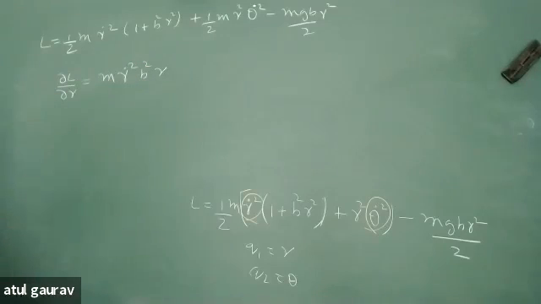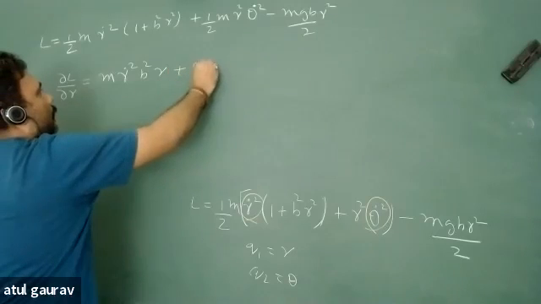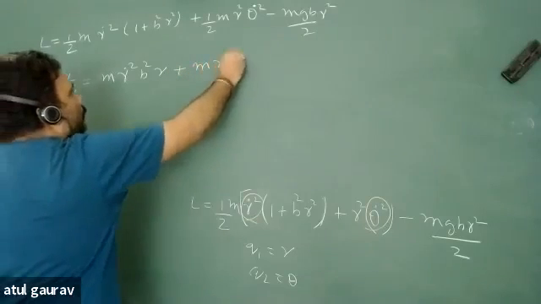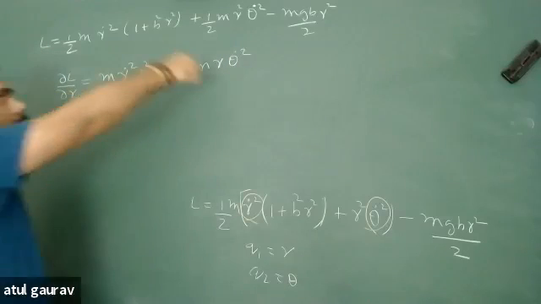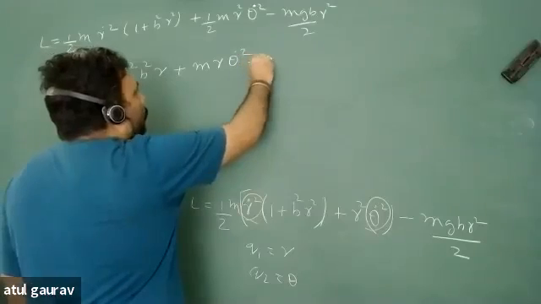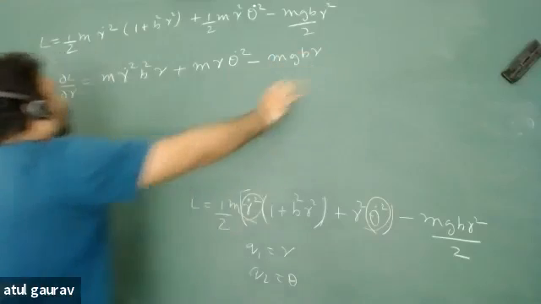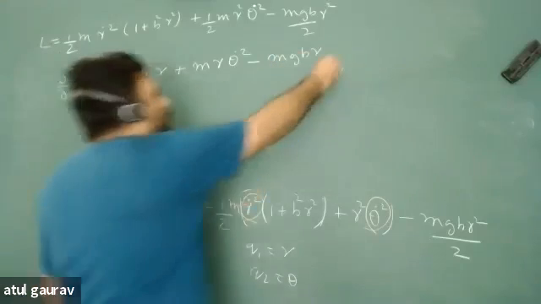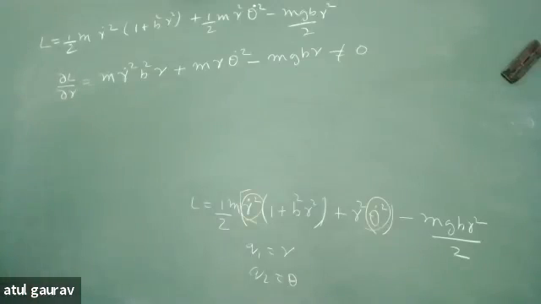Now this term is plus m r θ̇², and this term will be minus m g b r. So obviously this is not equal to 0. This is so lengthy. This is not equal to 0. So r is not a cyclic coordinate.